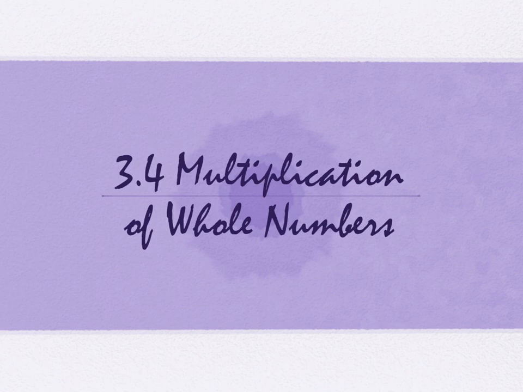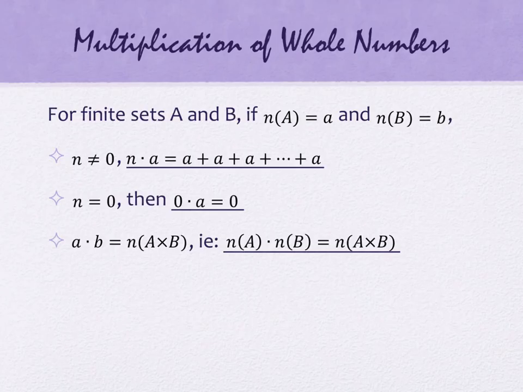Okay, so like we were doing in both addition and subtraction, the first thing we're going to do is define what we mean by multiplication, okay? So multiplication. For finite sets A and B, if the number of items in set A is little a and the number of items in set B is little b, and n is not 0, then what we mean by n times A is that this is A added together n times.